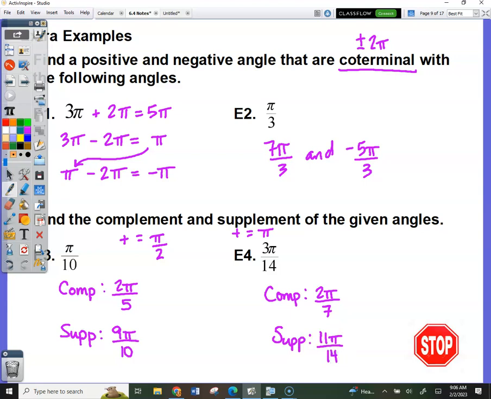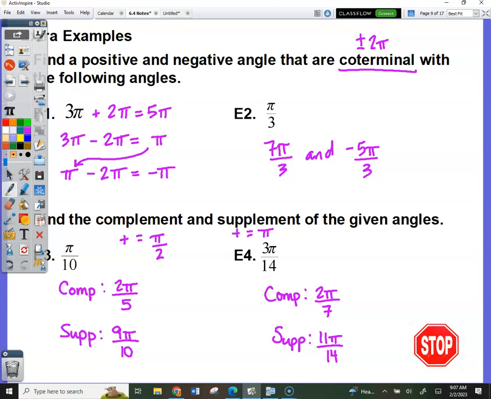And those two. I do want to say something. I said it before, but maybe I haven't stressed it again. What do you notice about the possible answers when you're doing coterminal versus when you're doing complement and supplement? Do you notice a trend? There's a pattern in terms of the type of answer you get.